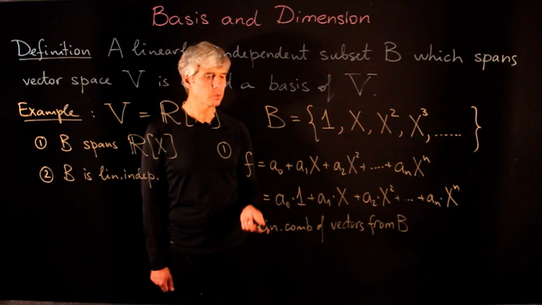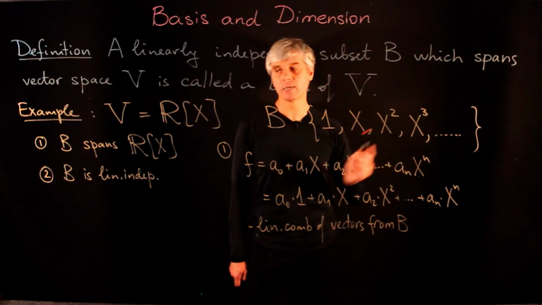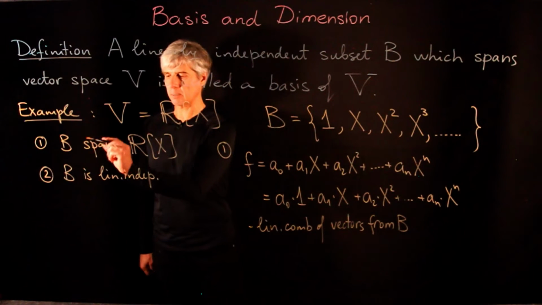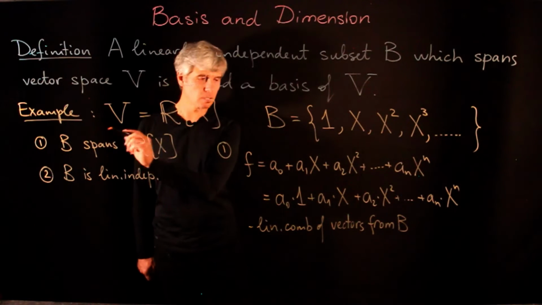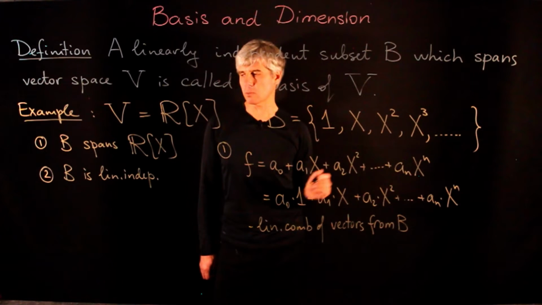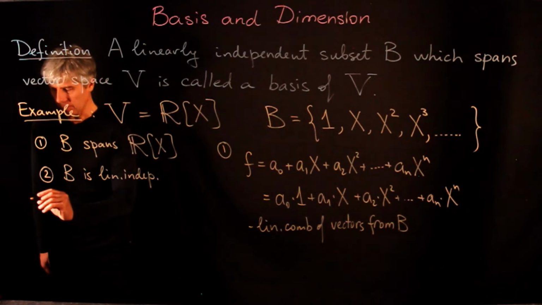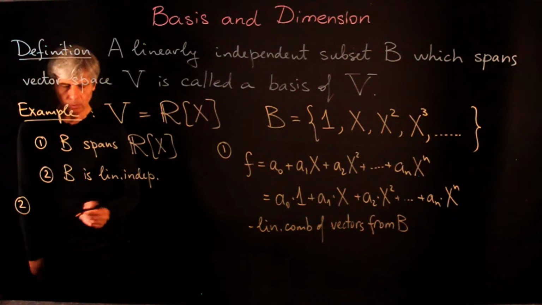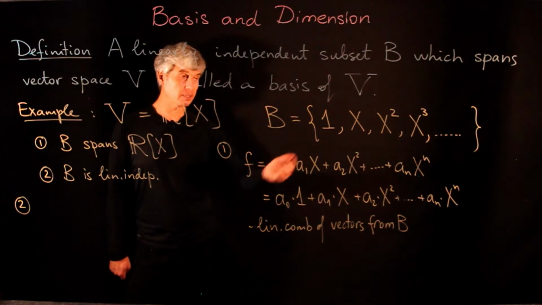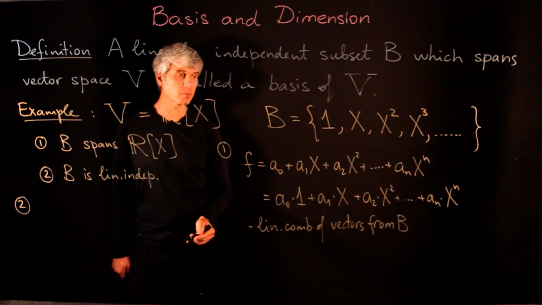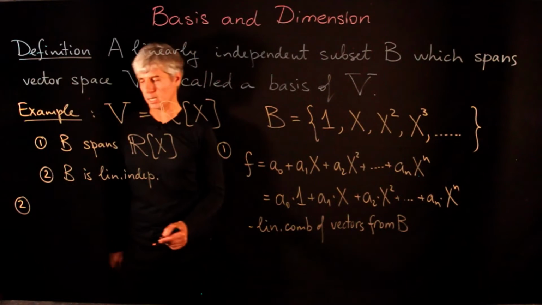So now what we showed is that an arbitrary polynomial is a linear combination of vectors from B. And this means that the set B spans the space of polynomials. So the set of all linear combinations from B will give us all polynomials in R[x]. And for linear independence, we need to show the following: that if a finite linear combination of vectors from this set is equal to 0, then it follows that all coefficients are equal to 0.